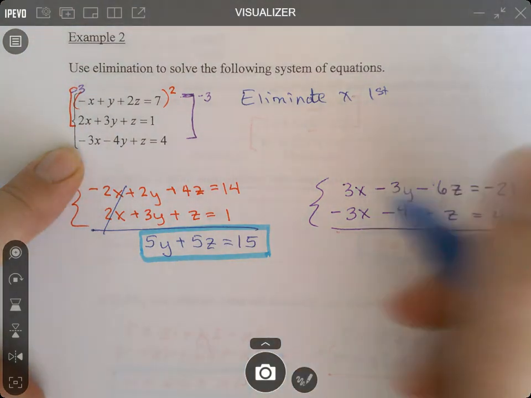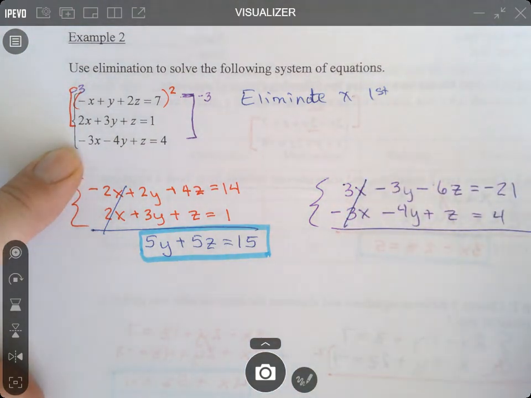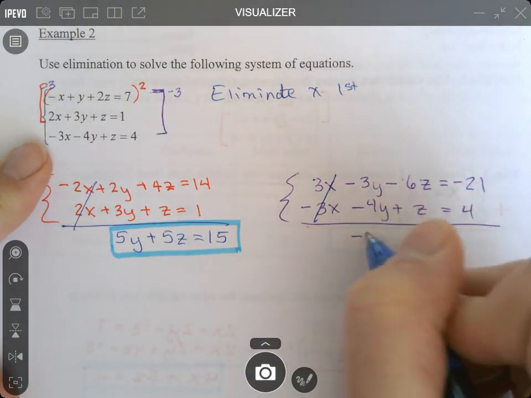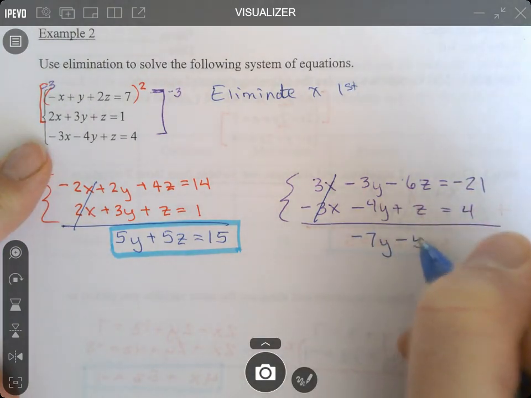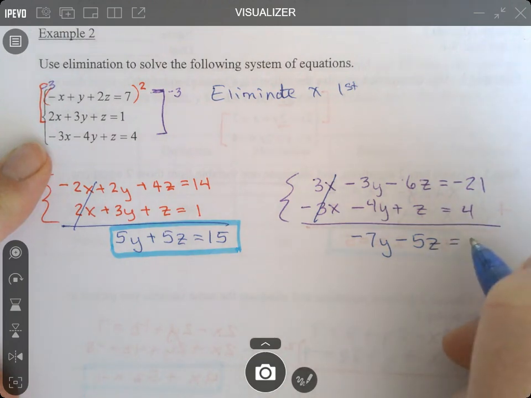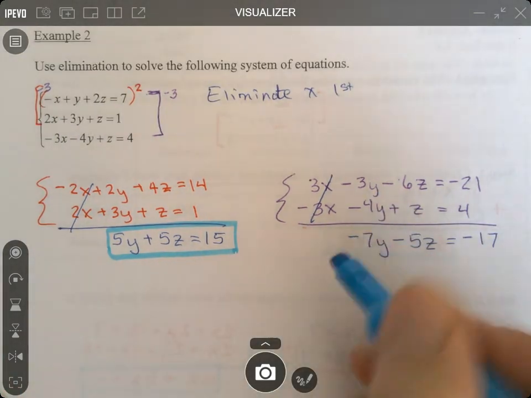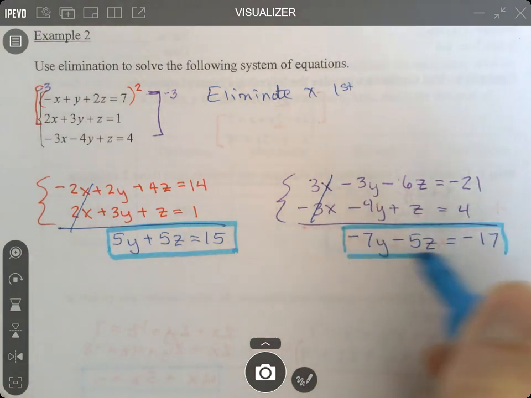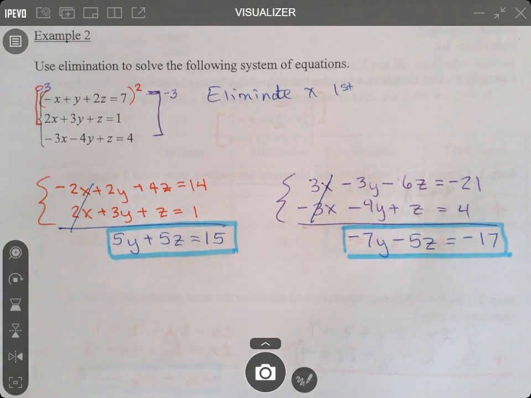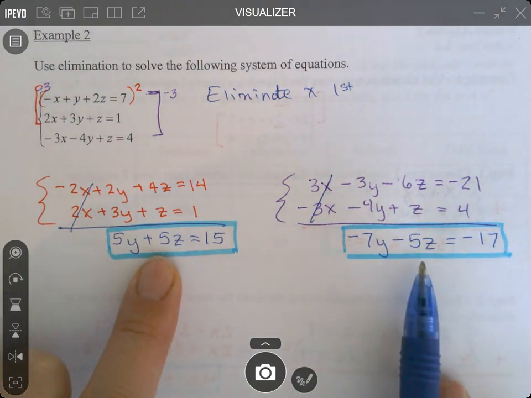And then here we go again. We made the x's cancel, so we're left with y's and z's. So I have negative 7y minus 5z equals negative 17. Okay. So do you see now that I've cut it down to 2 variables? And then this is old news. If you want to rewrite these equations to stack them, you can. I just want to jump into the elimination method, but what's nice about these, I already have a 5z and a negative 5z. So do I need to change anything to eliminate the z's?